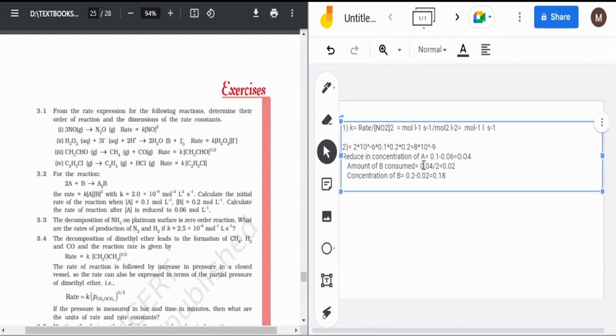0.18. Now we want to calculate the rate. So again the rate is equal to, K will remain constant. K is given as 2 into 10 power minus 6, multiplied by concentration of A, which is equal to 0.06, multiplied by concentration of B squared, meaning 0.18 multiplied by 0.18.